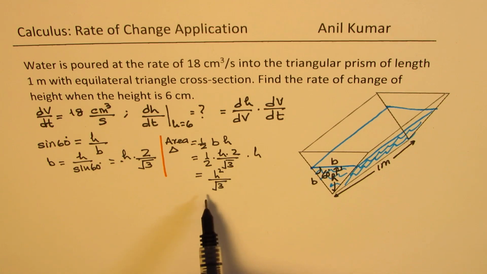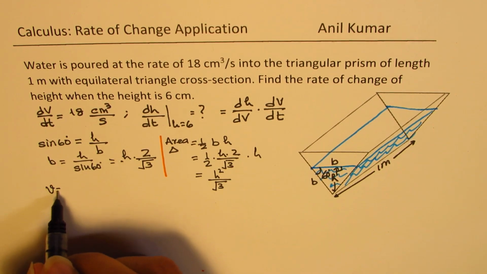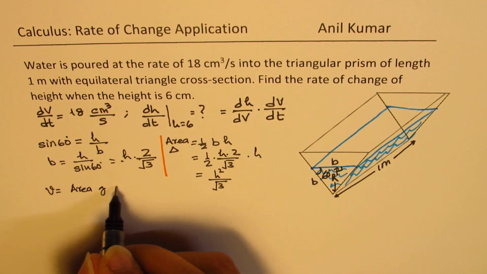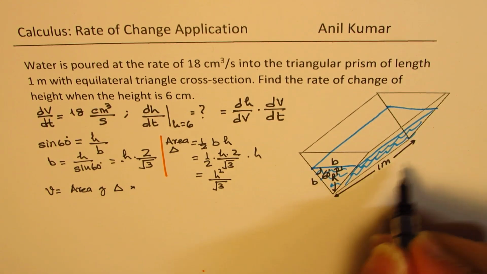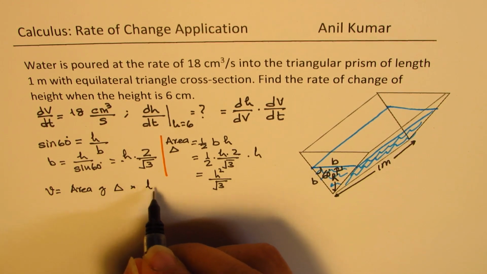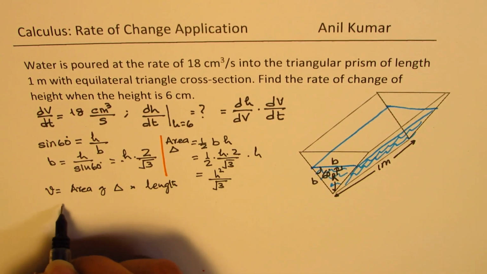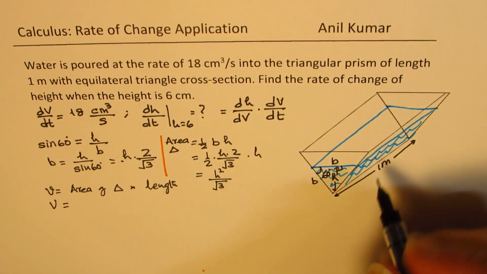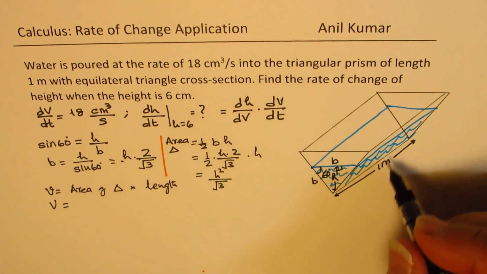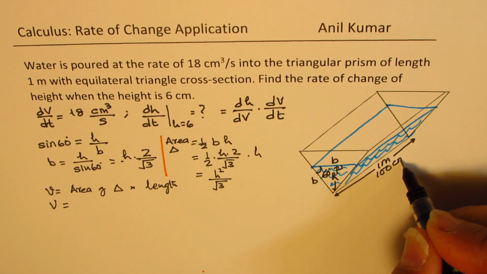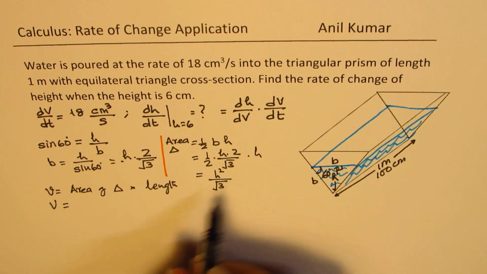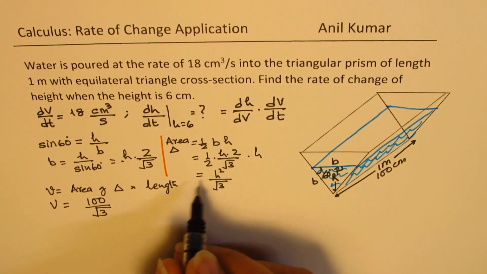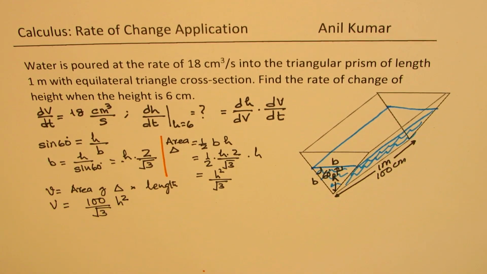Now, what is the volume? Volume basically is area of triangle times the length, right? So we get volume as equal to, length is 1 meter. Since all these units are in centimeters, it should be written as 100 centimeters. So we'll write this as 100 over square root 3 times h squared. Clear? So we get the volume.